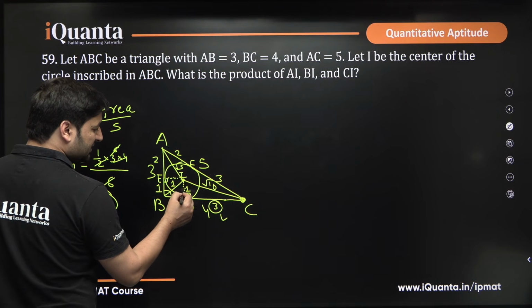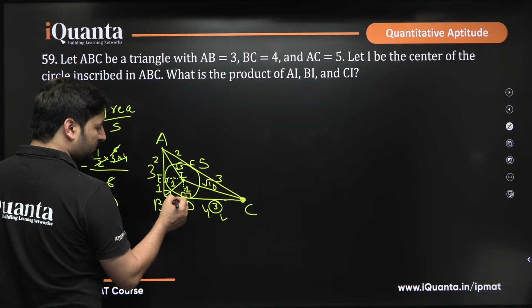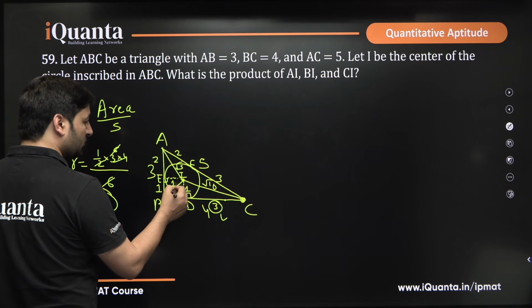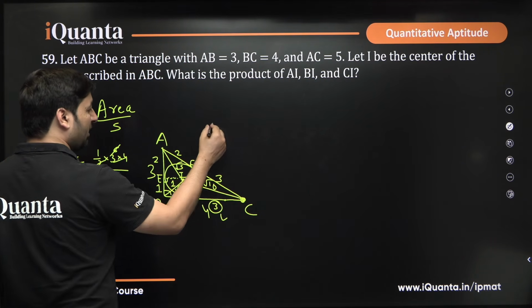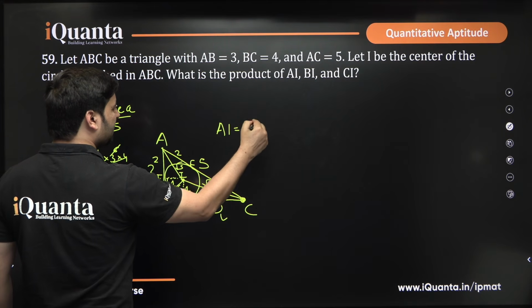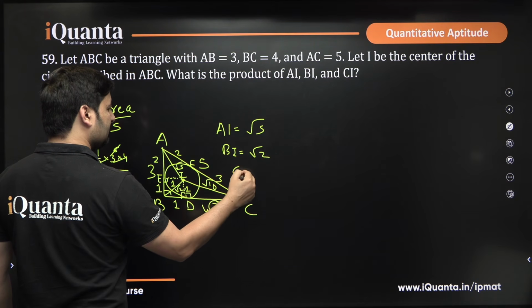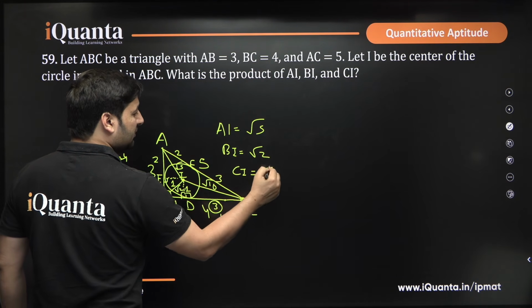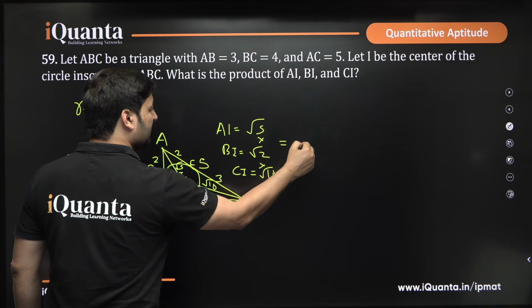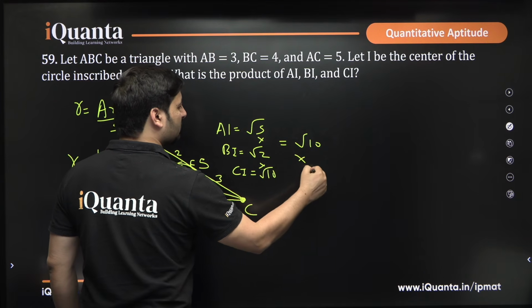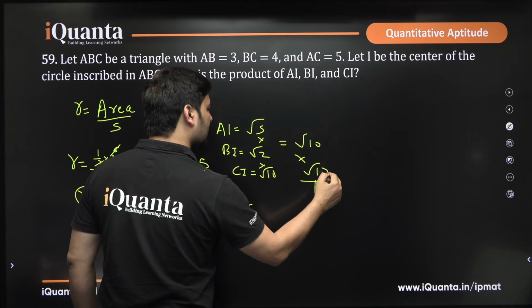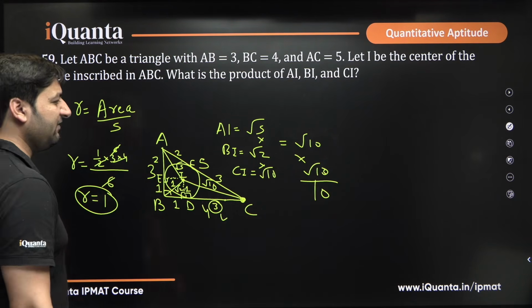So this is 1, this is 1, this is 90 degree, root of 1 plus 1, that means root 2. So this will be root 2. You have AI equals to root 5, BI equals to root 2 and CI equals to root 10. You need their product. Root 5 into root 2 is root 10, and root 10 into this root 10 basically gives you 10, and that's your answer. So 10 will be the answer, okay.